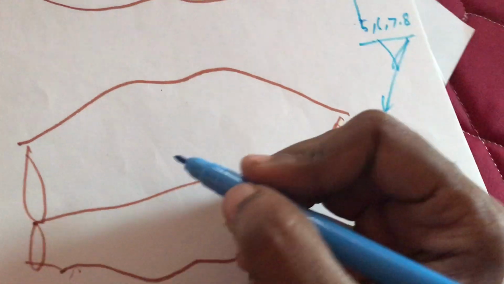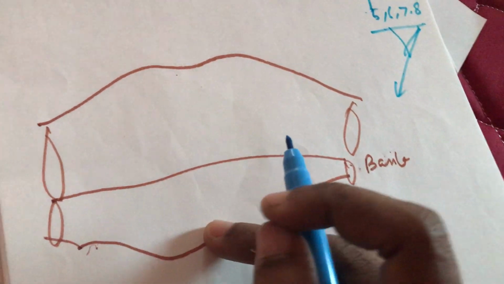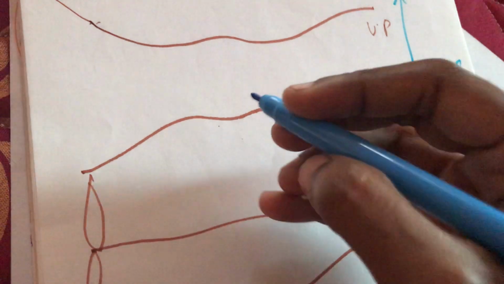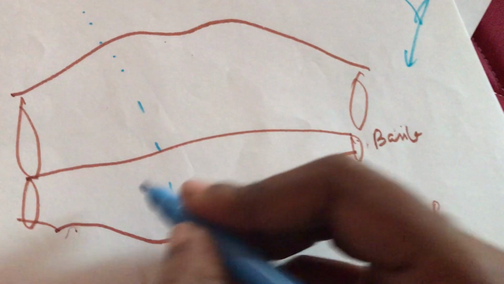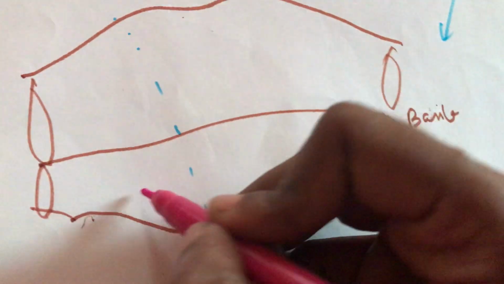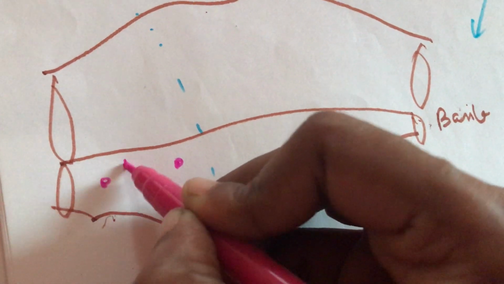Now I have to draw the nucleus present in the basilar part of the pons. Fibers are coming from the cerebral cortex to the pons. Here we have a nice big nucleus called the pontine nucleus.